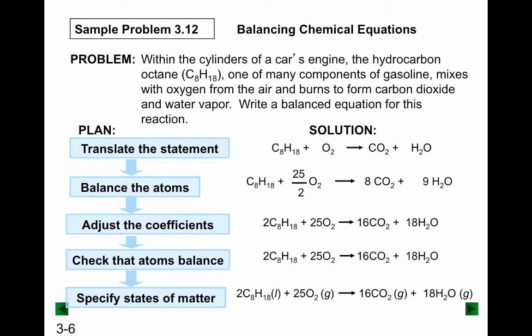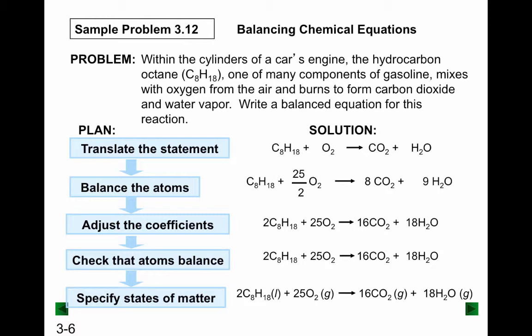The only thing left to balance is the oxygen. There are 16 plus 9, or 25 oxygen atoms on the product side of the equation and only 2 oxygen atoms on the reactant side of the equation. In order to balance oxygen, we need to place the coefficient of 25 halves in front of oxygen gas.